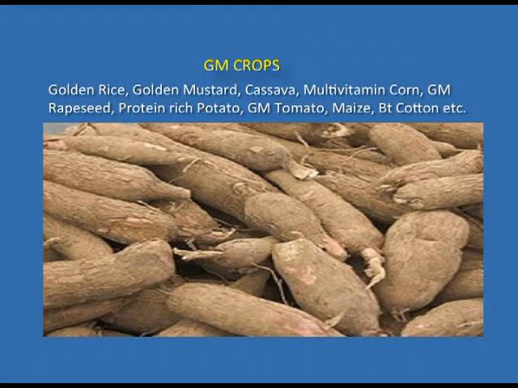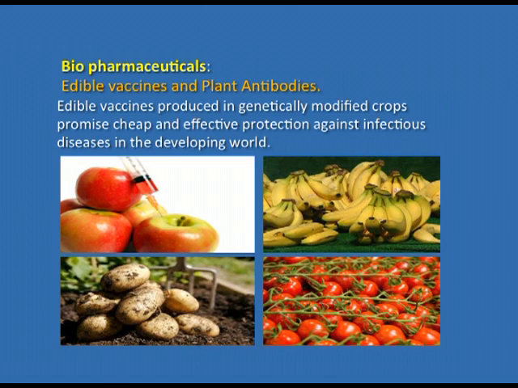Among them, golden rice is one which is now fortified with vitamin A so that it can fight vitamin A deficiency. Now, cassava is an African tuber which is enriched with proteins, and in the same way in multivitamin corn, the genes are incorporated to produce more protein and more fiber in the corn. Now, let us see the next one.